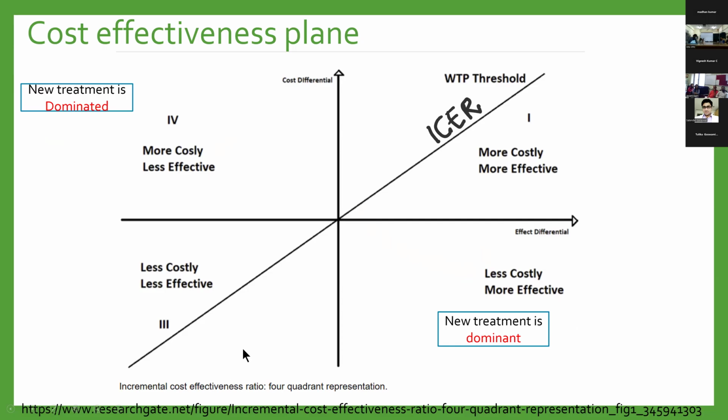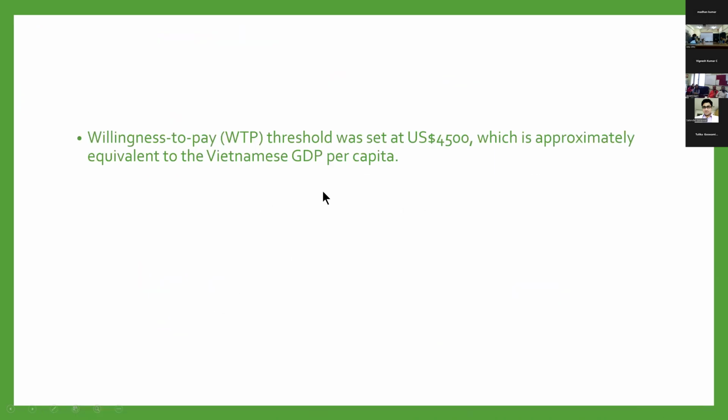Here and here, it depends on what you're willing to trade off. Here it's more costly and more effective, so it depends on the willingness to pay threshold, or what the ICER is. How much cost are you willing to pay to get effectiveness, or here, how much effectiveness are you willing to compromise on to get a lower cost. Usually, below the ICER willingness to pay threshold is normally acceptable. Above that, you would probably need to think about it. So this is the cost effectiveness plane. And here the willingness to pay threshold was set at US $4,500, which was equal to Vietnamese GDP per capita.